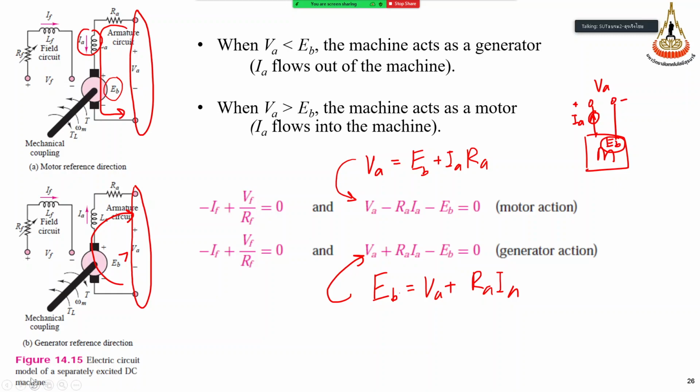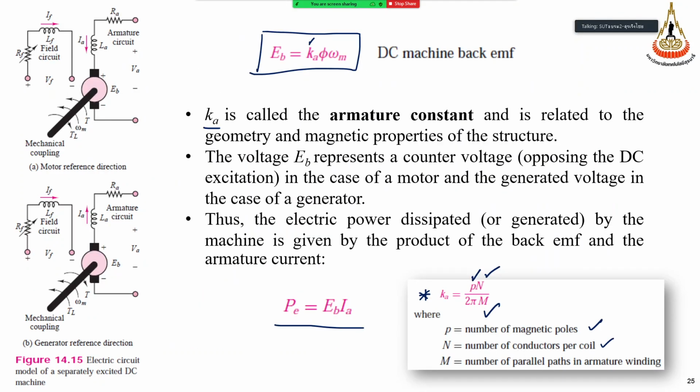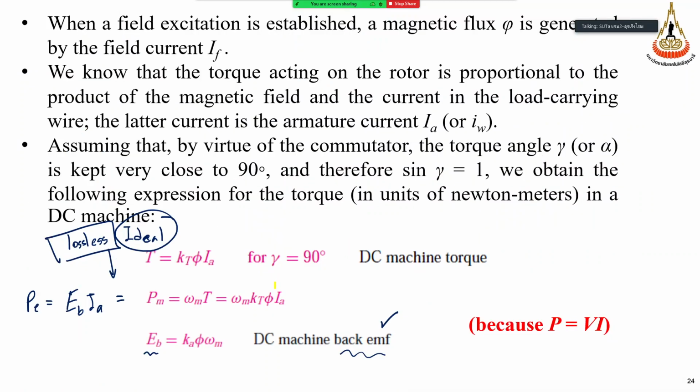So we have VA, IA, and if we know the machine constants or specification from the data sheets, or we measure the resistance of this machine, we may know RA, right? Then if we measure IA and VA, and RA is constant, we can compute EB. And when we know EB, and we know the speed and the constant, we can compute the flux of this machine also. And if we know the flux, we can compute the torque.